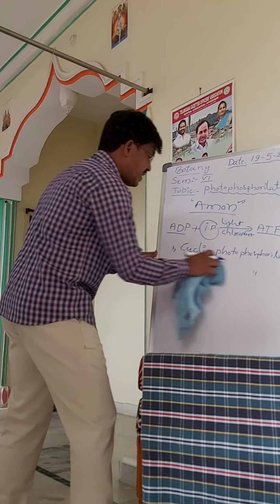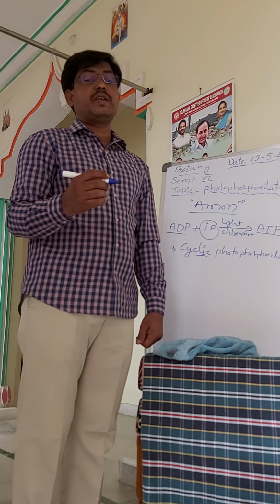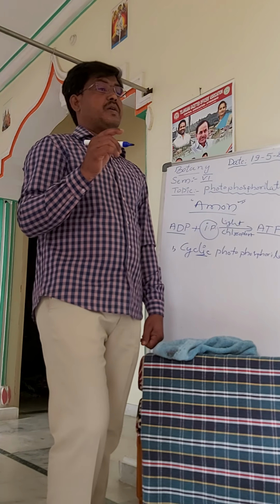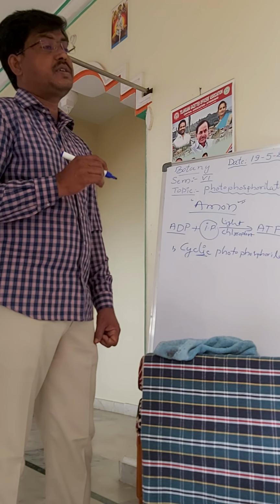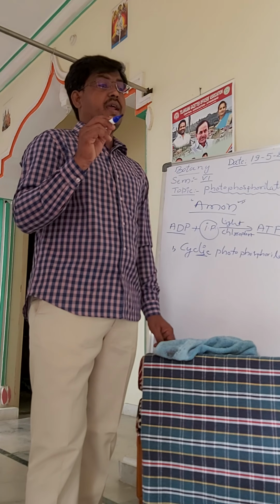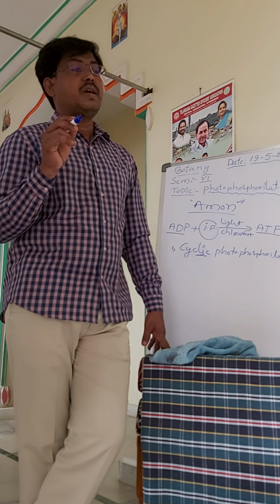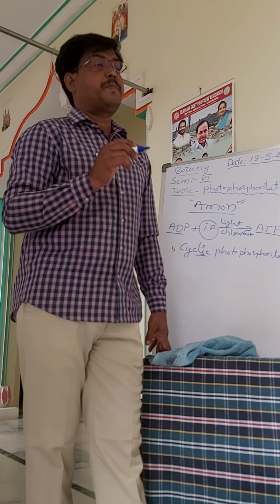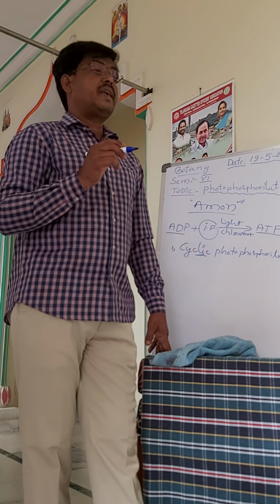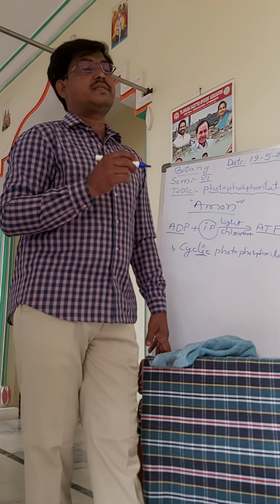In this cyclic photophosphorylation, only photosystem 1 is involved. In the presence of light, the electrons of photosystem 1, or PS1, in the chloroplast pass through a chain of electron carriers, lose some energy and return to the same pigment system. So this is known as cyclic photophosphorylation.